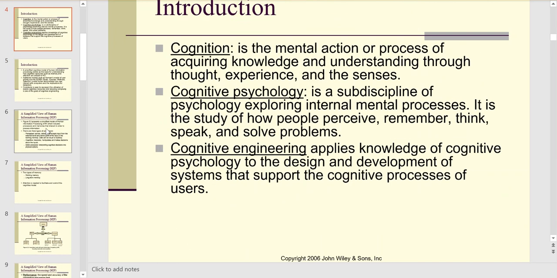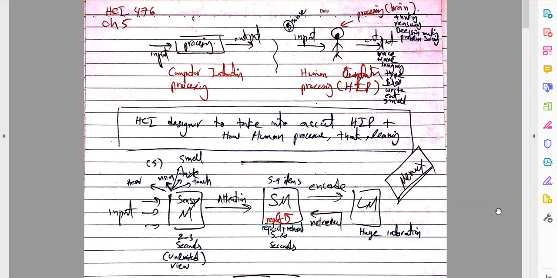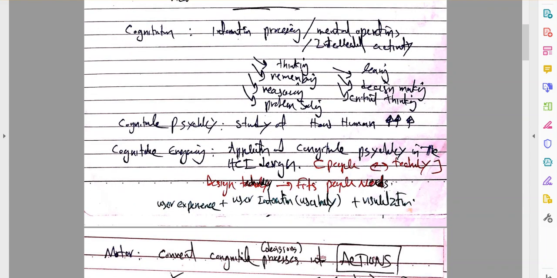Let's go back now and see the definitions we didn't cover. We have cognition, cognitive psychology, and cognitive engineering. When you go back to this PDF file, I think we'll find it. That is called supporting material for chapter 5, handwritten notes. So what is meant by cognition: information processing, mental operation, intellectual activity? In practice, what does it mean? Thinking. So cognition means thinking, remembering, reasoning, problem solving, learning, decision making, critical thinking. So anything happening in the brain, we call it cognition.